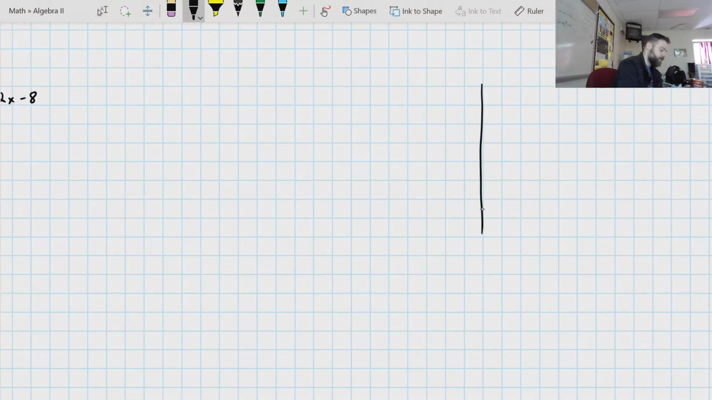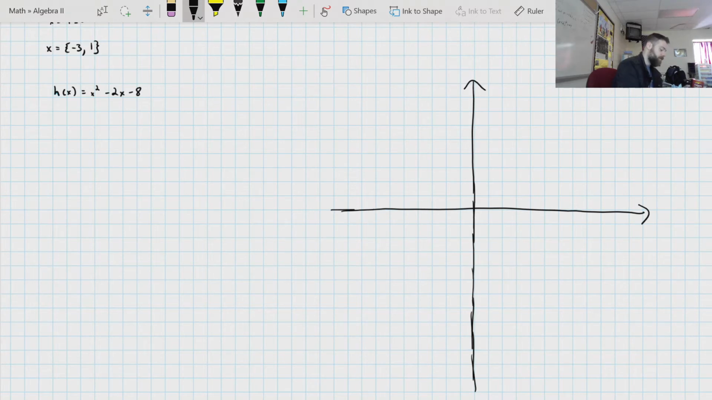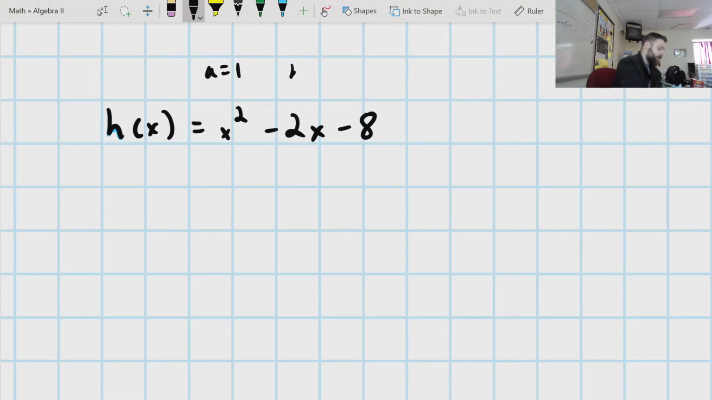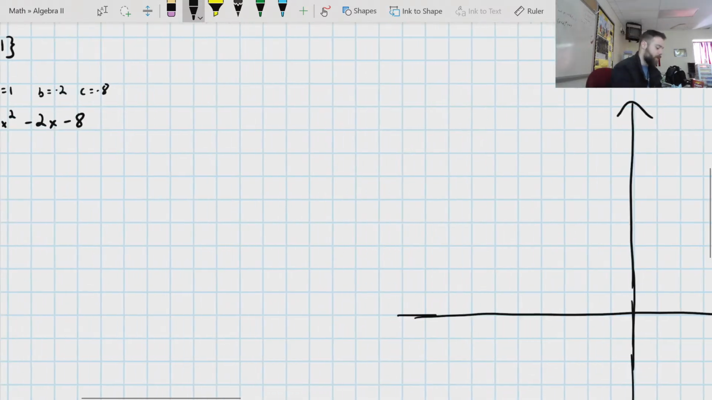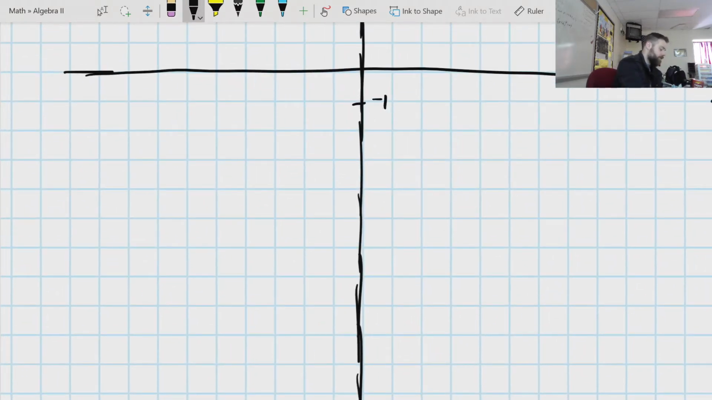And so I can already start to see some features of this function, so I'm going to graph some of the features. If you take a look here, I've got x² - 2x - 8. So a is 1, b is -2, and c is -8. And that c term tells me where it's going to hit the y-axis. So if I look over here, -1, -2, -3, all the way down to -8. So that's where it's hitting the y-axis.